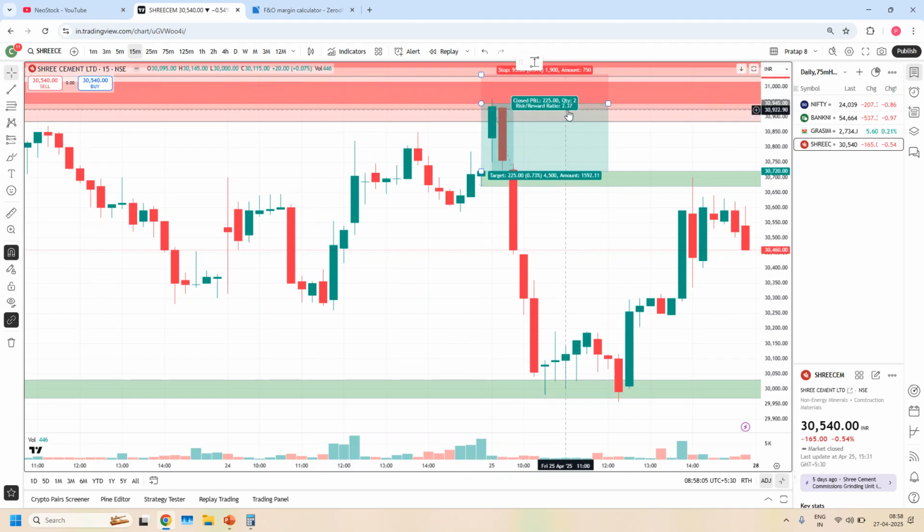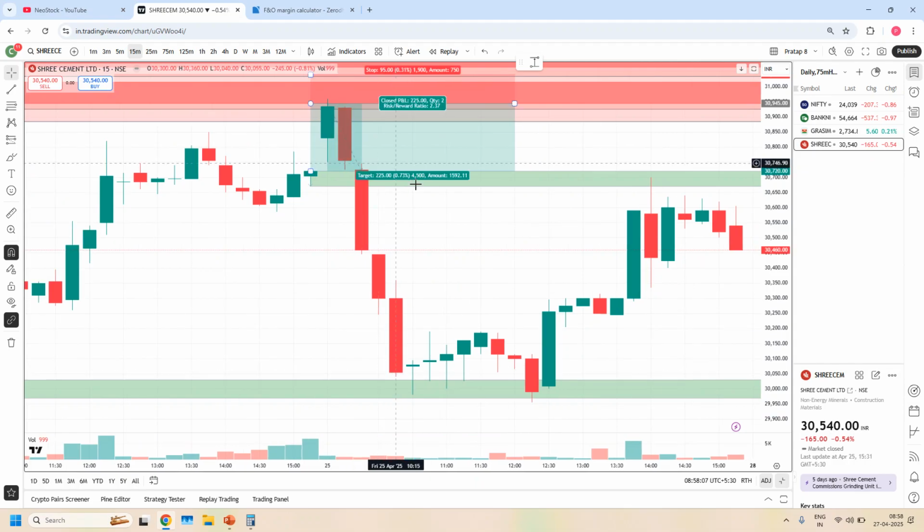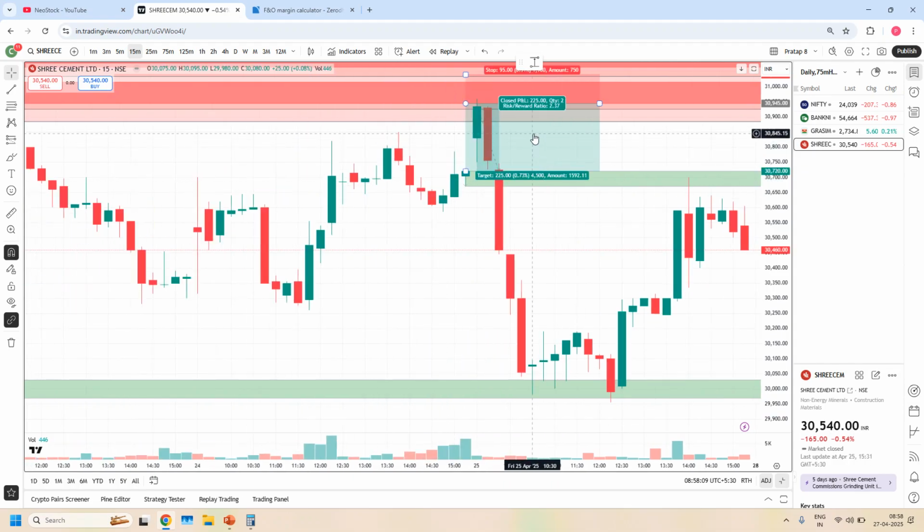What is the RR you are getting? 2.37. The RR is 2.37. With 2.37 RR, can you accept this trade? No, you cannot. So what do you have to do? You have two options. One option, leave this trade. What is the second option? Fine tune the entry. How do you fine tune the entry?